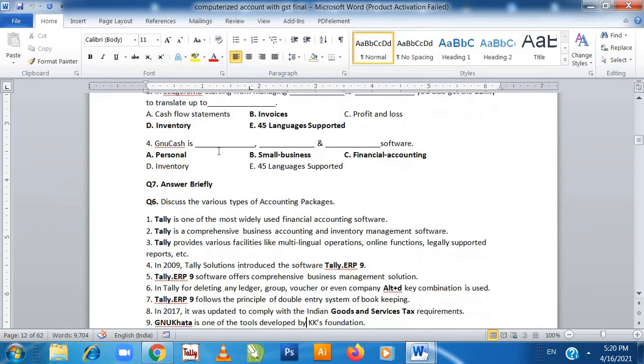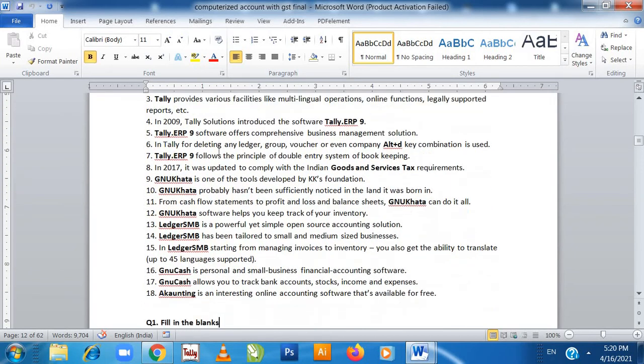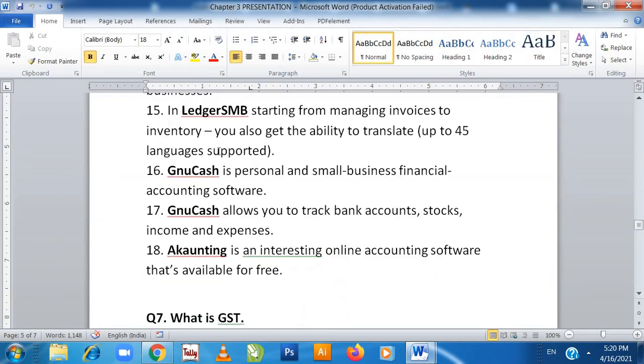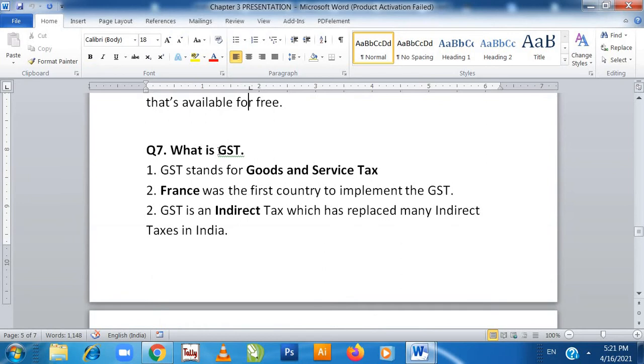Now this question that we have discussed right now, discuss the various types of accounting packages. Now we'll understand another question, that is what is GST. Now GST stands for goods and service tax. Now which was the first country to implement GST?